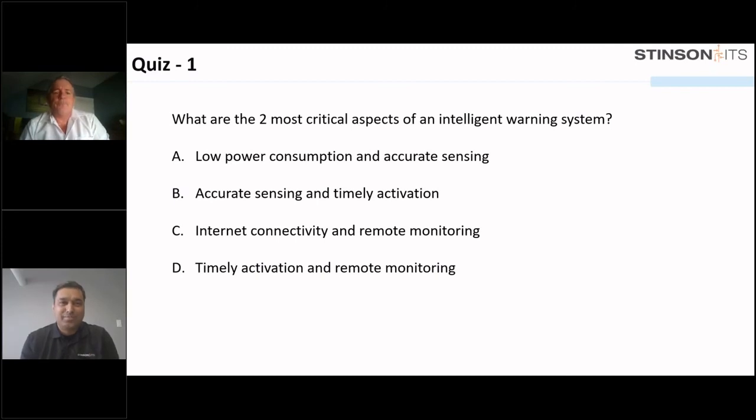First question. What are the two most critical aspects of an intelligent warning system? Is it A, low power consumption and accurate sensing, or B, accurate sensing and timely activation, C, internet connectivity and remote monitoring, or D, timely activation and remote monitoring? We will wait about 15 seconds for participants to write their answers.